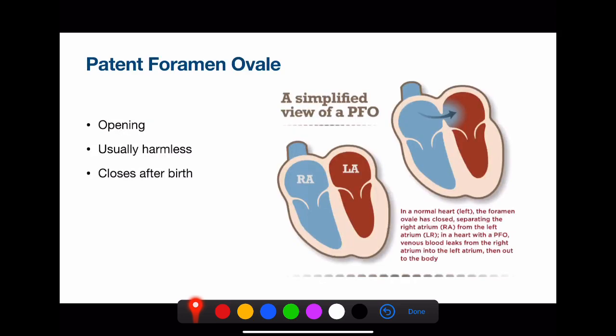An opening between the right and left atrium is called a patent foramen ovale. It is usually harmless because it closes after birth, but in special cases it can cause strokes and heart attacks. Here in the picture we can see the right and left atrium, and there's a hole between which causes blood to come through.